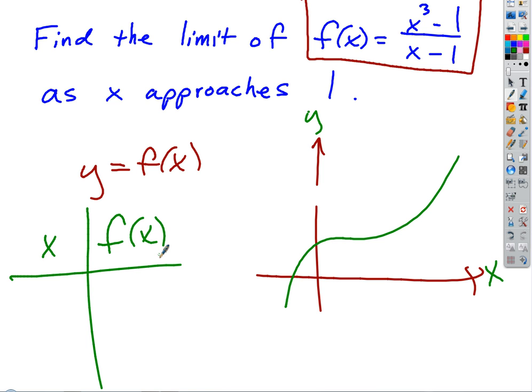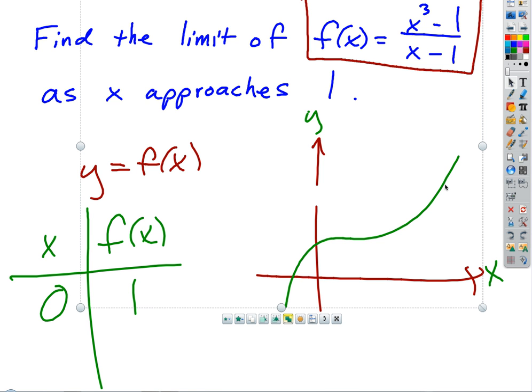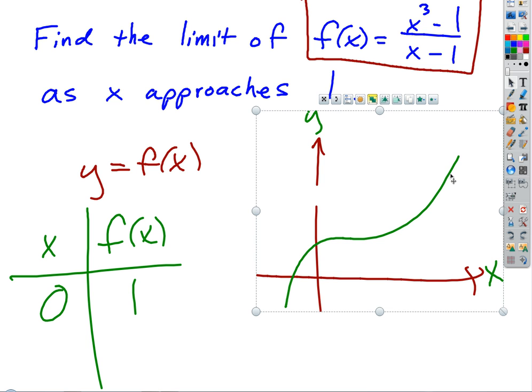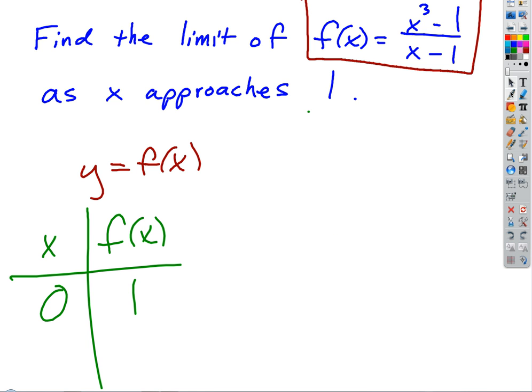Okay, so if I were to just pick x equals 0, what's the value of the function at 0? 1, sure. I'm going to get 0 minus 1 over 0 minus 1, negative 1 over negative 1, 1, right? And we could keep going with that. We could make as many of those as we want to. Way back in middle school, you probably made a whole bunch of these ordered pairs. Let's do one other thing here. What if I make another ordered pair at, say, x equals 2? What's that going to give me?